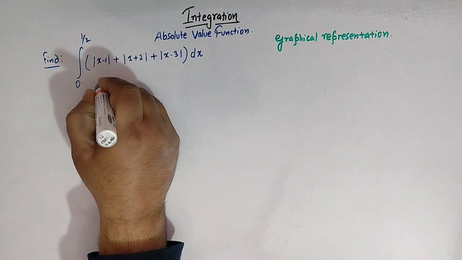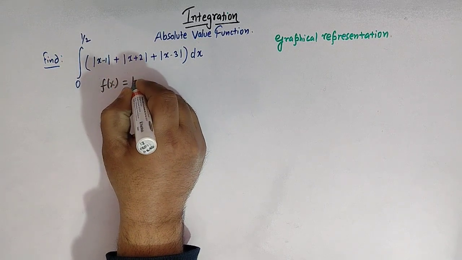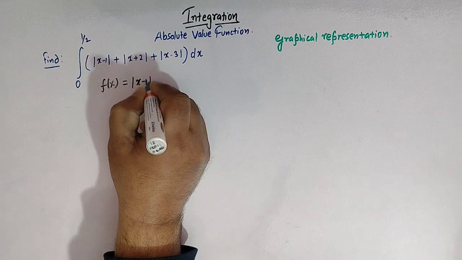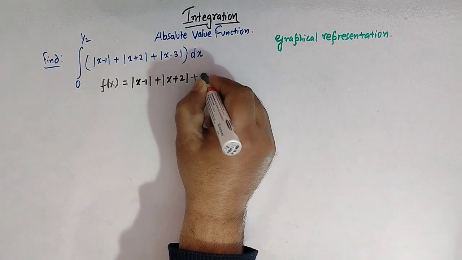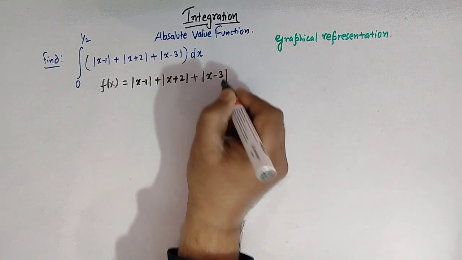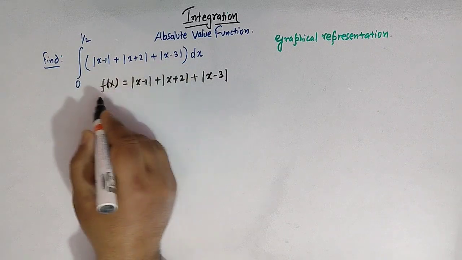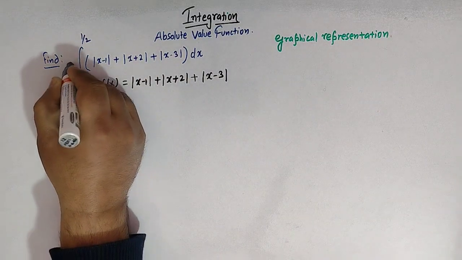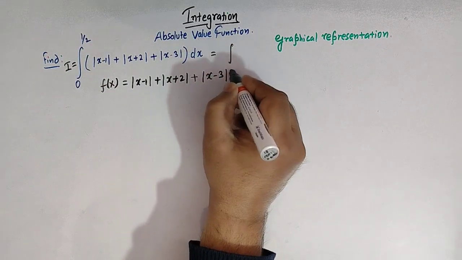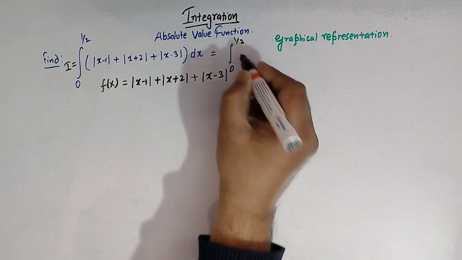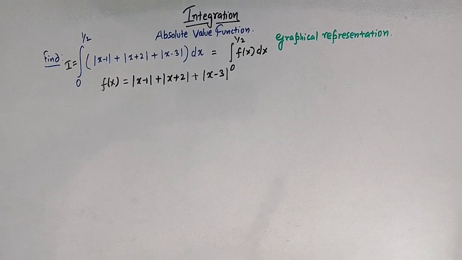assume that f of x is equal to mod of x minus 1 plus mod of x plus 2 plus mod of x minus 3, right? So here I will assume this integrand as f of x, right? So now let us take this integral as I. So I can be written as 0 to half, and here we have f of x and dx, right?